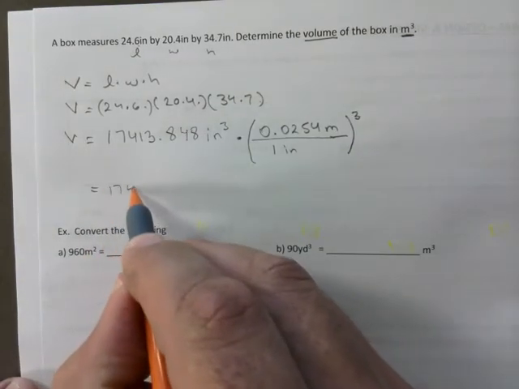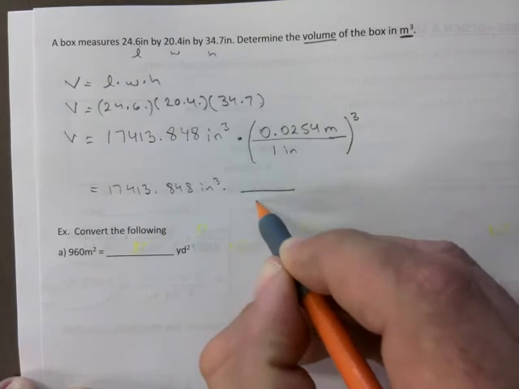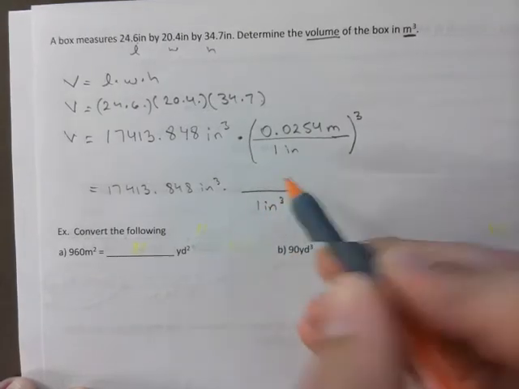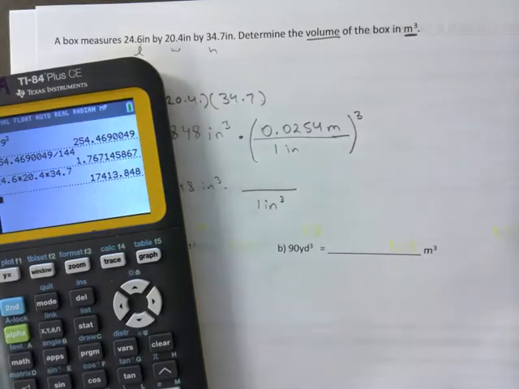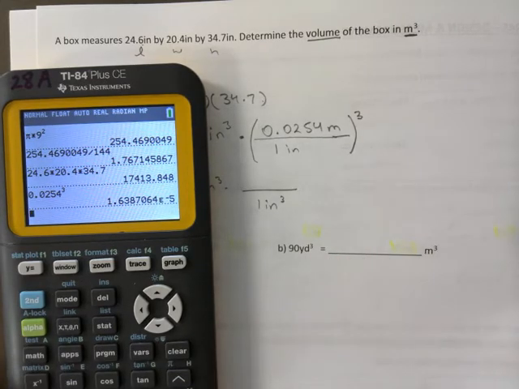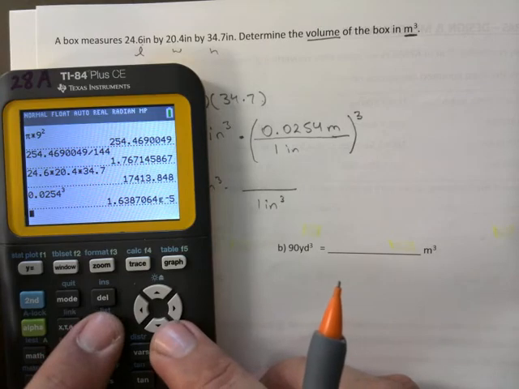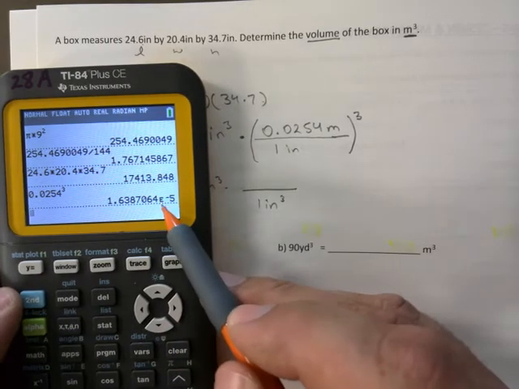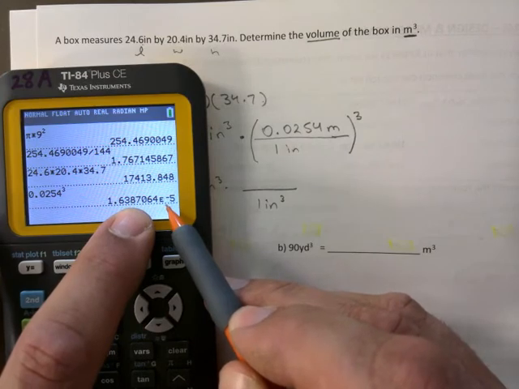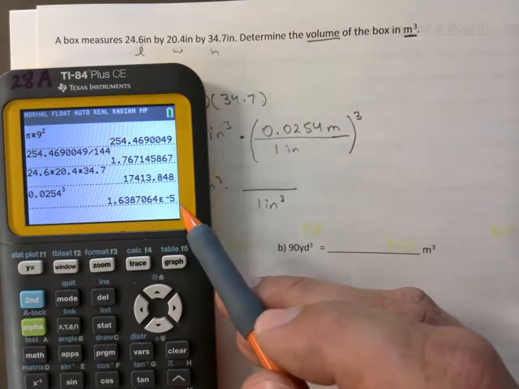So this is 17413.848 cubic inches times 1 cubic inch. And let's figure out what that is: 0.0254 to the power of 3. Are you familiar with that? I was hoping that wasn't going to be the problem. Are you familiar with scientific notation when you have that? That's basically saying shift the decimal over five decimal places to the left.